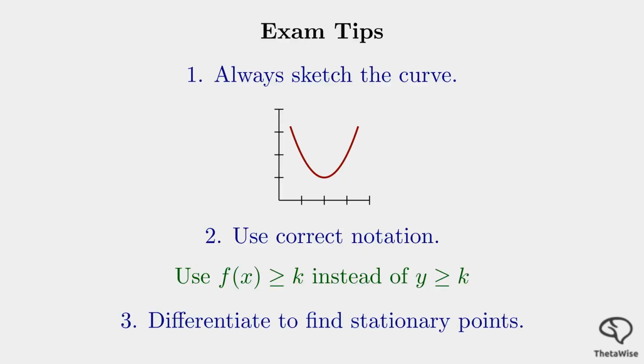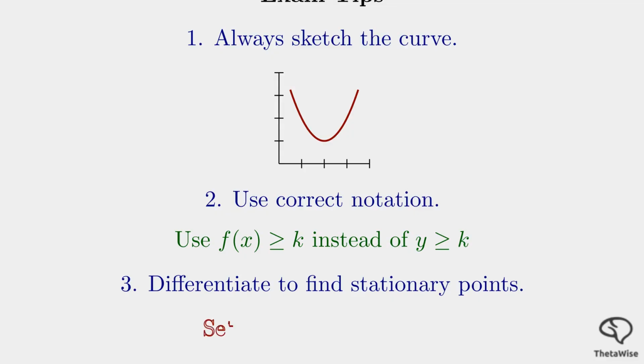Third, while completing the square is a valid method to find the vertex, using calculus, finding the derivative and setting it to 0, is often faster and less prone to algebraic errors in the heat of the exam. It is a powerful tool, so use it to your advantage.